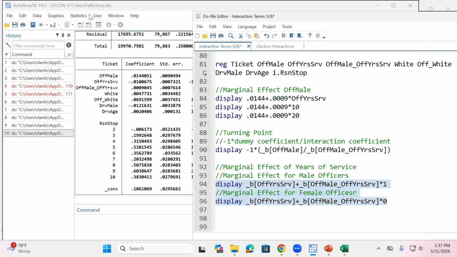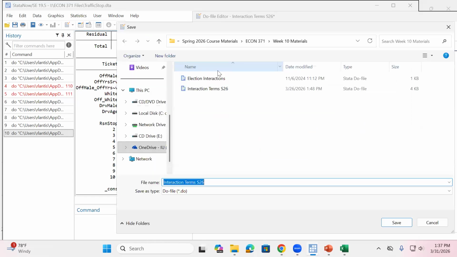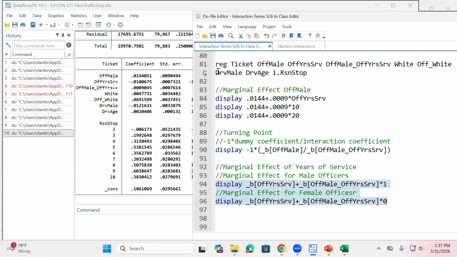So before I forget, I am going to save this, so that we have all these edits. So if you weren't able to type as fast, I'll have some of this in there. Okay, I'll put this on Canvas after class today. Okay.